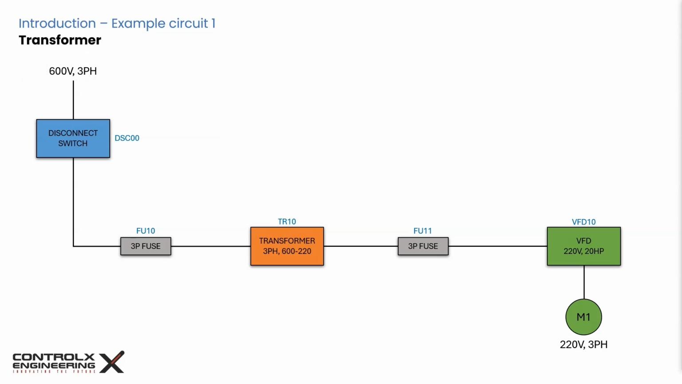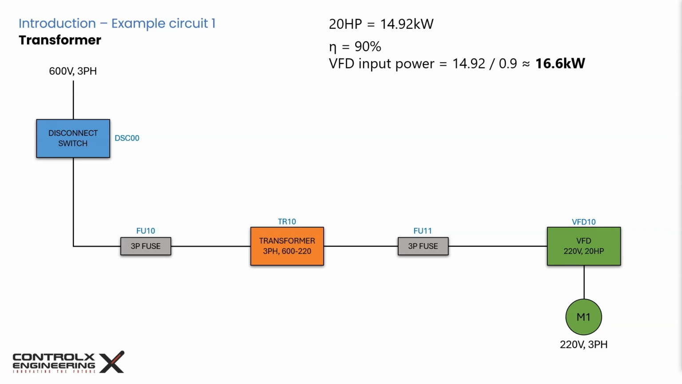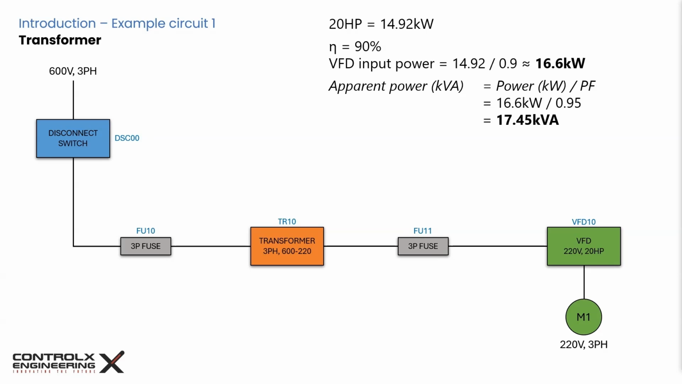Let's calculate the transformer size required for this application. Starting from the load, first let's convert the VFD power units to metric. 20 HP is approximately equal to 14.92 kilowatts. Assuming typical VFD efficiency of 90% to account for switching losses in the drive, this gives us its input power rating of 16.6 kilowatts. The apparent power measured in kVA that the transformer must supply is given by this formula. We can assume typical power factor of 0.95, and we get the required apparent power as 17.45 kVA. The closest standard rating available would be 20 kVA, so we will use that for our transformer rating.